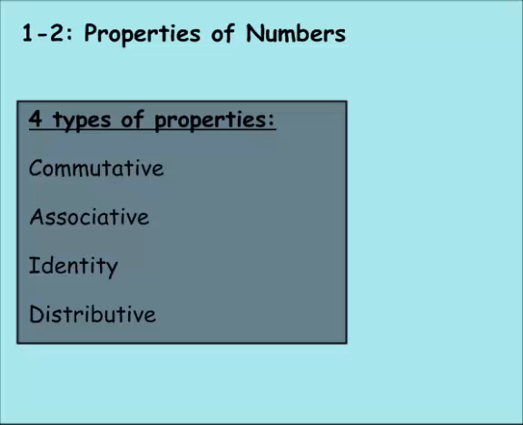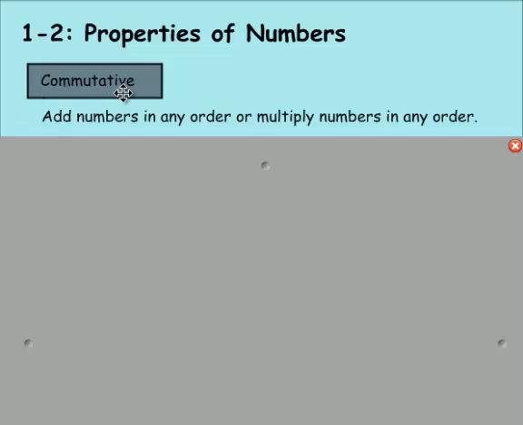Lesson 2 of Chapter 1 is on properties of numbers. We're going to look at 4 different types of properties in this lesson. We'll look at commutative, associative, identity, and distributive properties. First thing will be commutative.